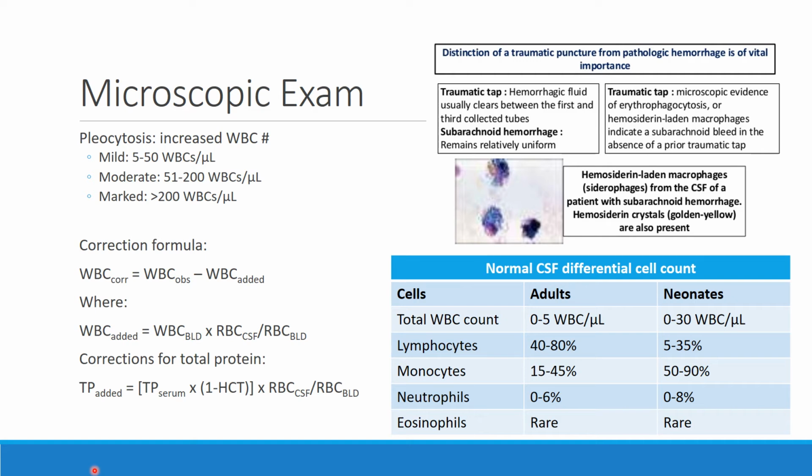Okay, and this correction formula works very well. Basically, what we see here is that for every 700 red cells that are added to the... I'm sorry.